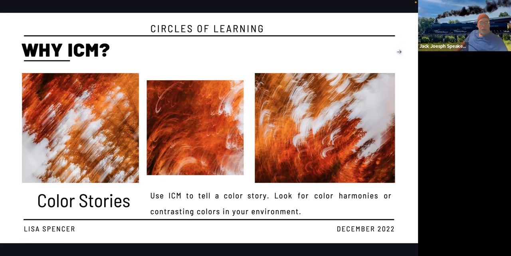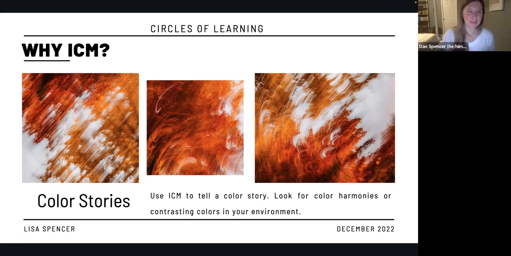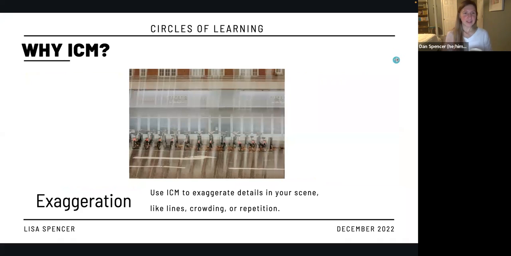That's 3 separate images, right? There are 3 separate images. Okay. Yeah. And all with different motions, from curling to swirling and diagonal motion as well. For exaggeration, I like to use ICM to exaggerate details in a scene, details like lines or crowding or repetition. ICM does a wonderful job of exaggerating those details.